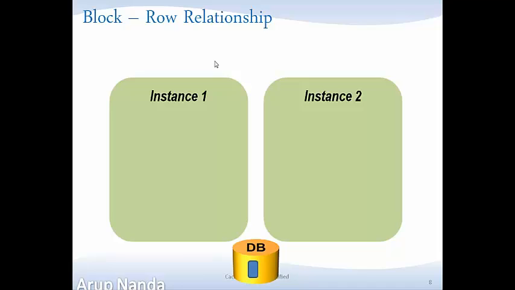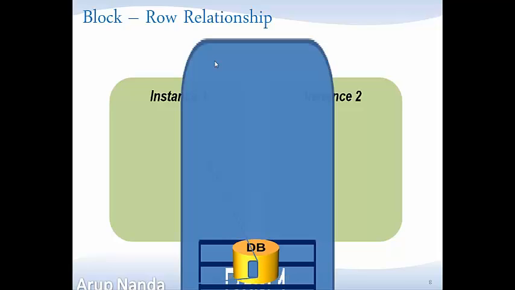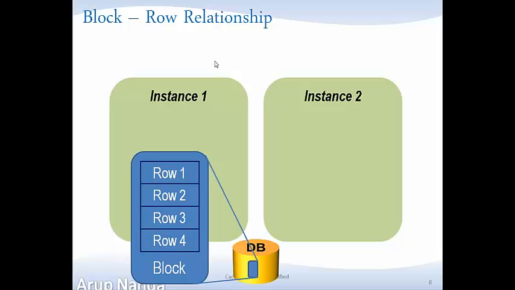Here is what happens. Let's say I have two instances in this RAC cluster, two nodes. Instance 1, instance 2, going to one database. As I told you earlier, the least identifiable unit in a database is a block, and that block belongs to a table. If you blow up that block, it looks like this. Let's say there are 4 rows in this block: row 1, row 2, row 3, and row 4.